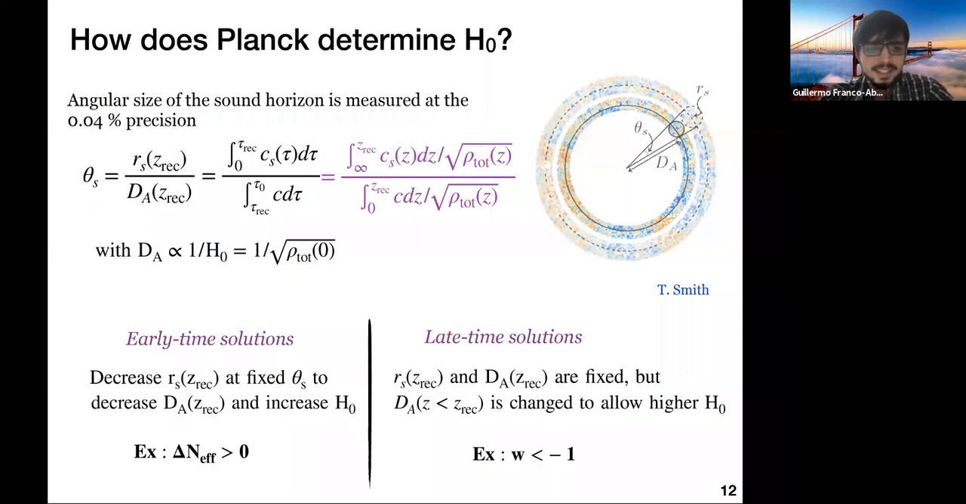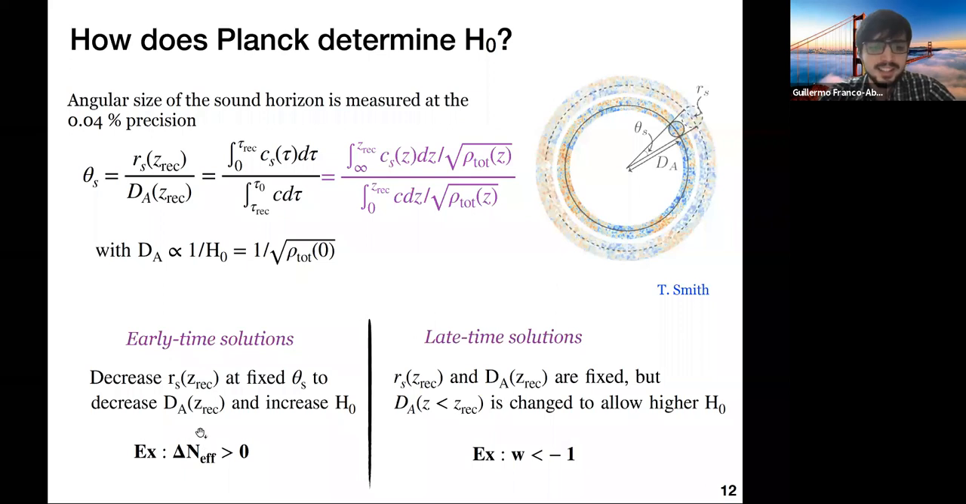So this already suggests two different ways of trying to solve the Hubble tension. So one way is to try to modify the universe at early times. And what one would like to do is to reduce the sound horizon. And since this angle, theta, needs to be fixed because it's very well measured, we also need to decrease the angular diameter distance. And this will lead to an increase in the Hubble constant. So a prototypical example of this is just to consider some extra relativistic degrees of freedom in the very early universe. But it has already been shown that this simple solution doesn't work.